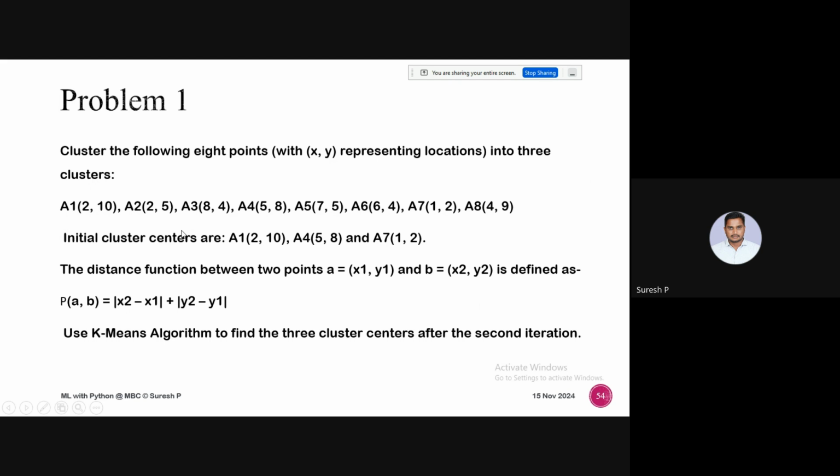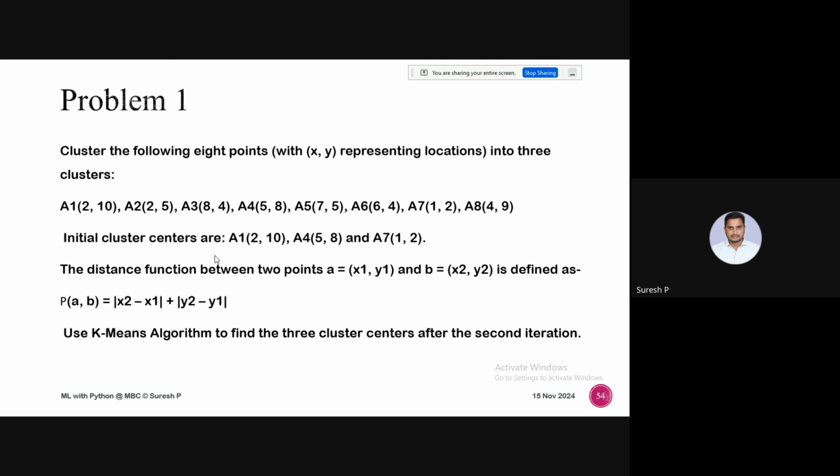Here you need not randomly select the cluster center points. In the problem itself, they have given the 3 cluster centroid points: one is A1, another is A4, another is A7. So from this, you can clearly understand that the k value will be 3. You need not select a random k value. The k value is fixed. The k value will be 3. And for each cluster, the centroid is also given. No need to select a random centroid point.